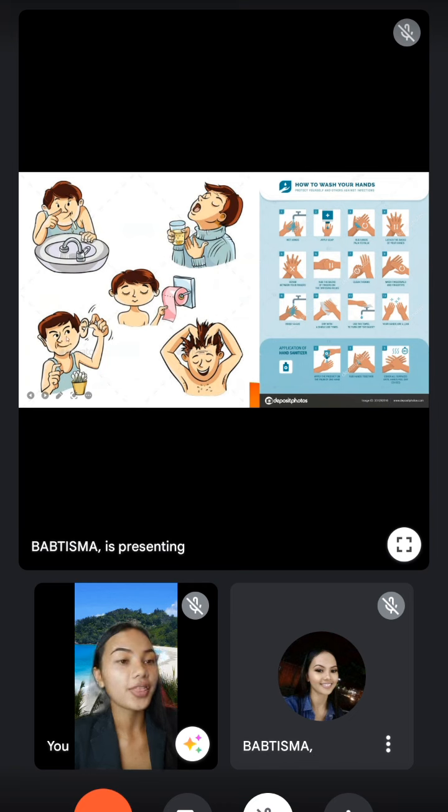So for example, this boy is cleaning his ear. Okay? And this boy is getting some toilet paper. This one is scrubbing his hair. This one holds a bowl of water, and this one is sneezing. And then on this side, we can observe the proper way of hand washing. So I hope that you visualized the image I presented to you.